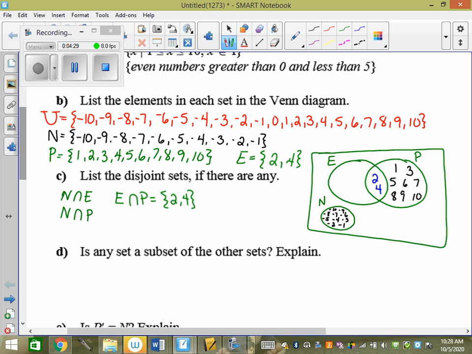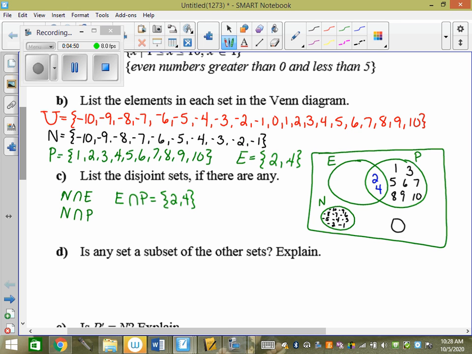Now, am I done? No, what am I missing? What's in the universal set? Everything. Is there anything that I haven't listed yet? 0. The box represents the universal set, correct? So though it doesn't fit in those 3 circles, it's the number 0.